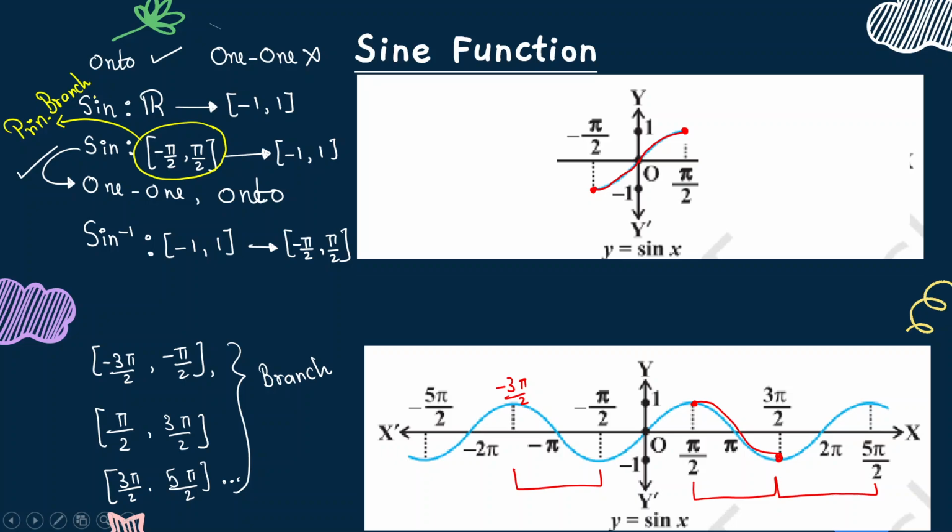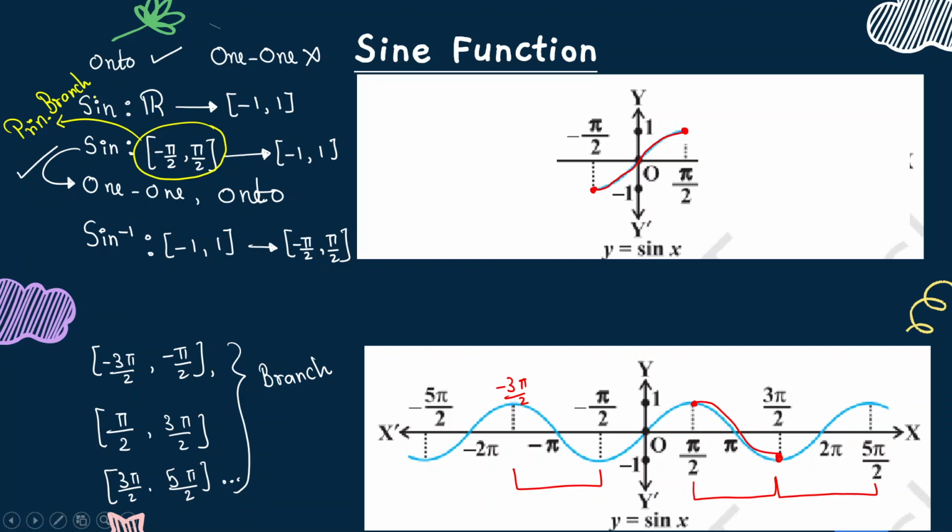Hence, it is necessary to consider the trigonometric function on one of the branches to have the inverse. The one branch that we select as standard is known as the principal branch. Most commonly, we use minus pi by 2 to pi by 2 for the sine, which is known as the principal branch.